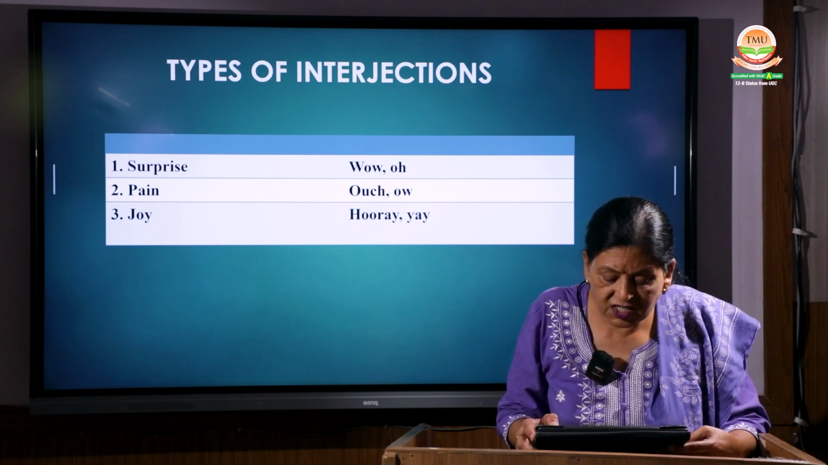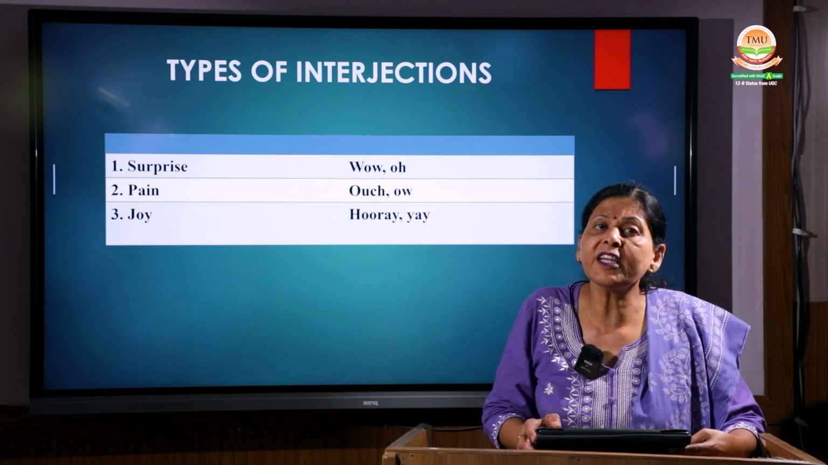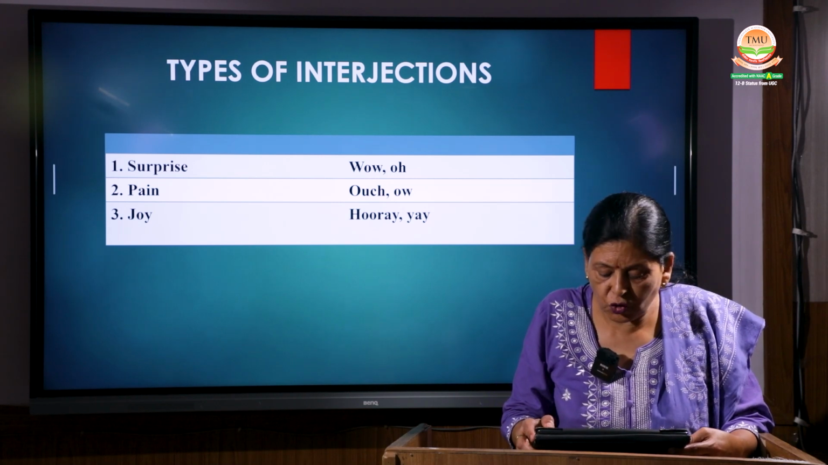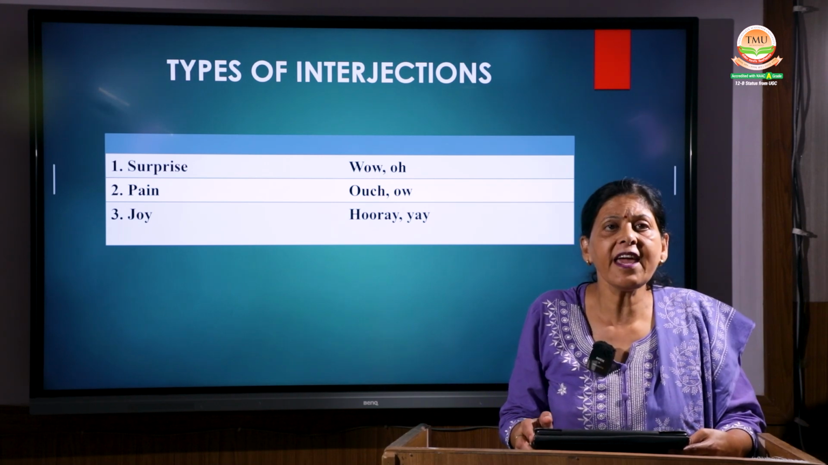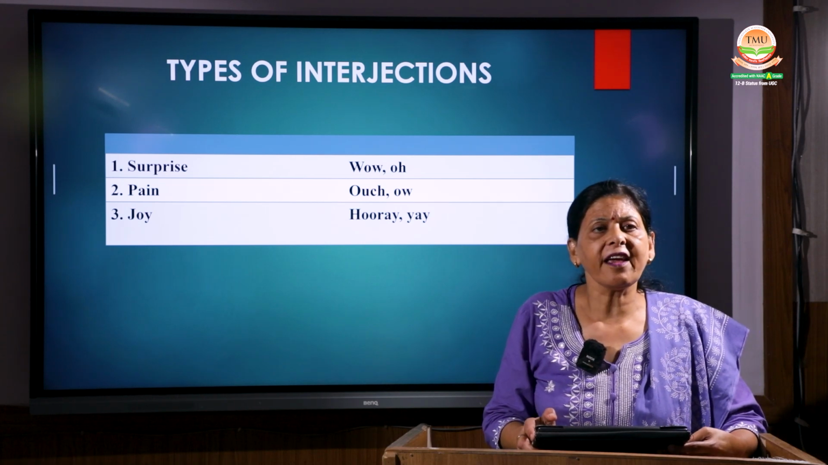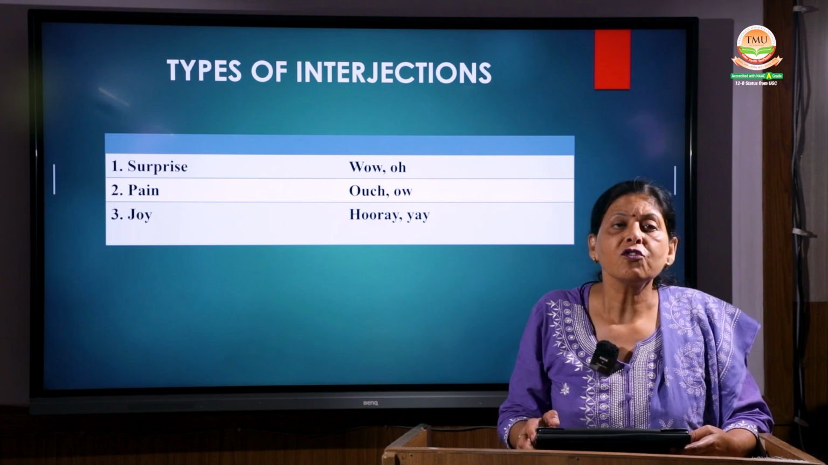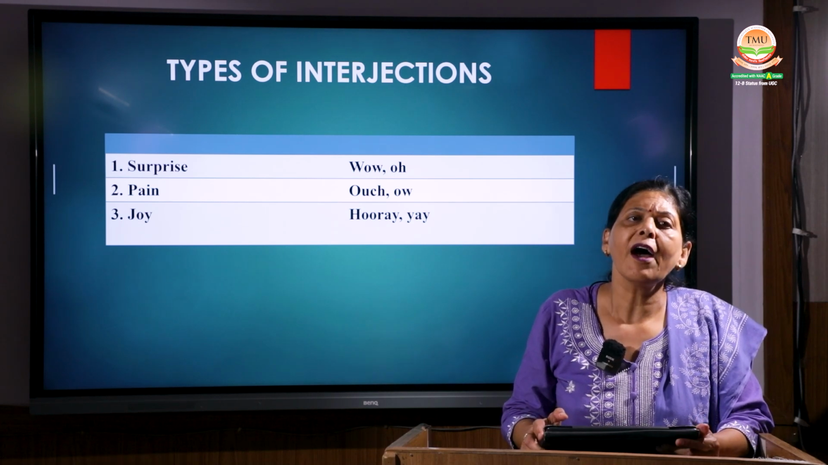Then the second is pain. Pain: oh, ouch. These are the words which reflect pain. Then the third is joy. Joy is hooray, yay, we have done it. So if we have achieved something, yay, we have done it. Oh, hooray, we have won the match. So these are the expressions of happiness.